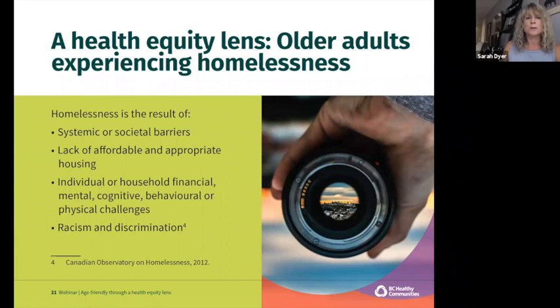Okay, so in this one, it's saying that homelessness is the result of systemic or societal barriers, a lack of affordable, appropriate housing, and individual households' financial, mental, cognitive, behavioral, or physical challenges, and or racism and discrimination. So those are the social determinants of health aspect that we're talking about. Okay, so we can go on to the next slide.